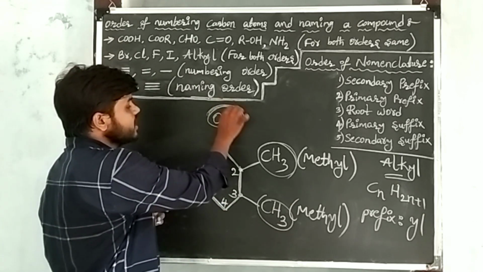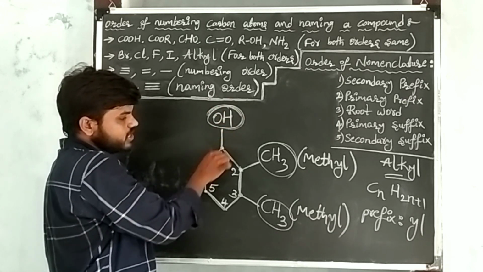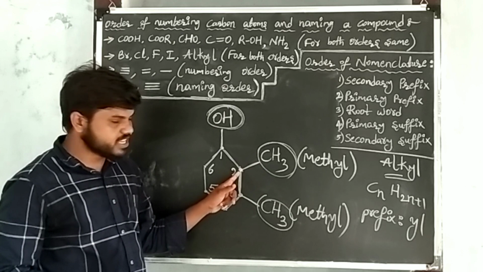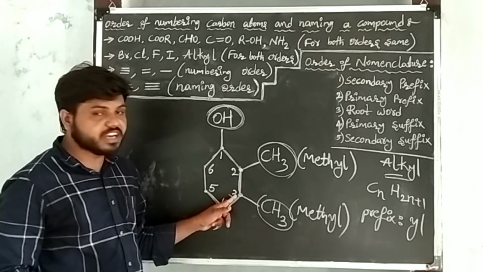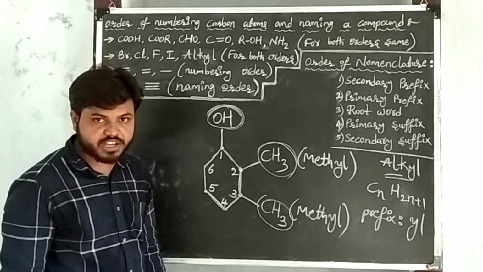Now this alcohol is getting the least position, that is first carbon. And of these two methyls, one methyl is getting the second carbon, and the other methyl is getting the third carbon.